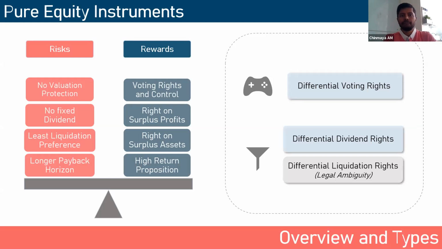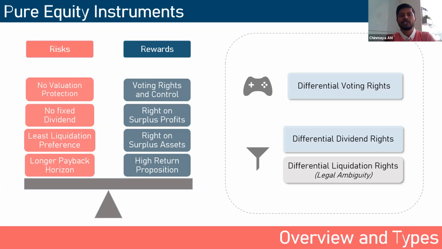However, these days we see other categories of instruments like CCD or CCPS also have the conversion and the control rights, through, say, the shareholders agreement or articles of association. Through various other means, CCPS holders can get the rights of voting and control, but primarily only equity shareholders will have voting rights. Then rights on surplus profits: after satisfying all other categories of instruments, surplus profits will belong only to equity shareholders, not preference and other shareholders.